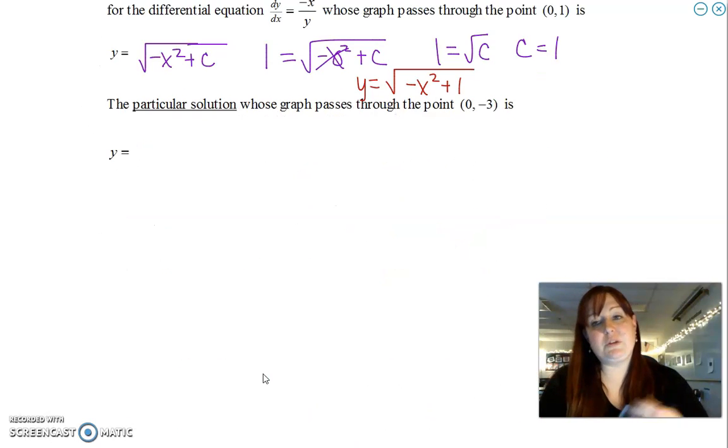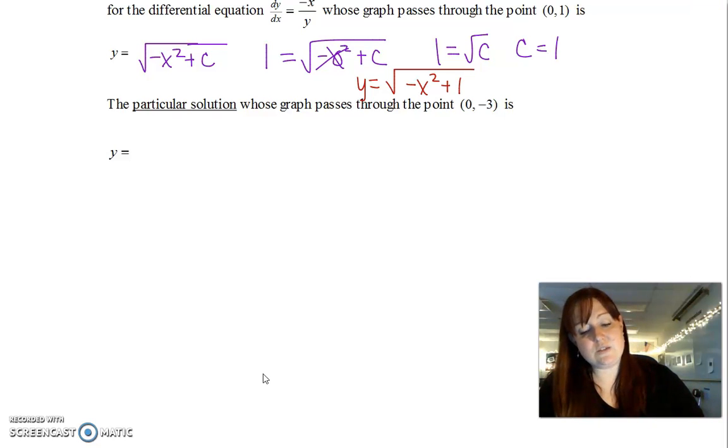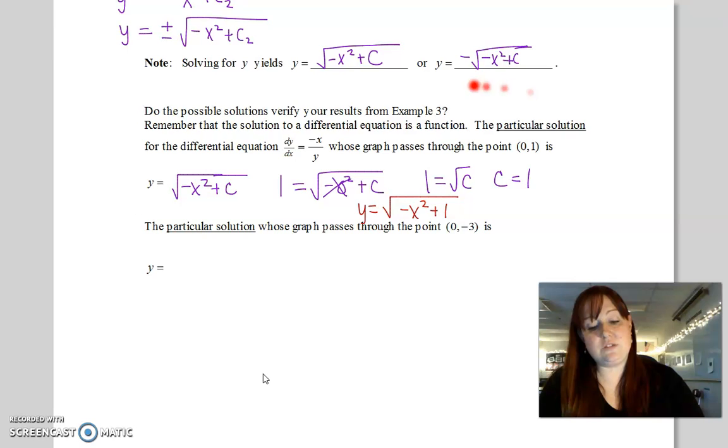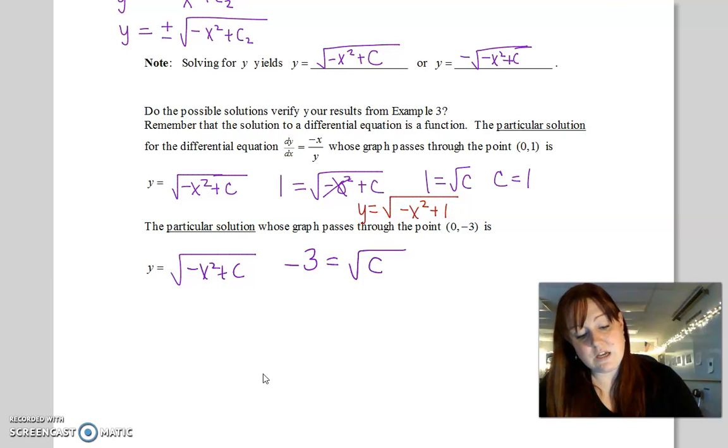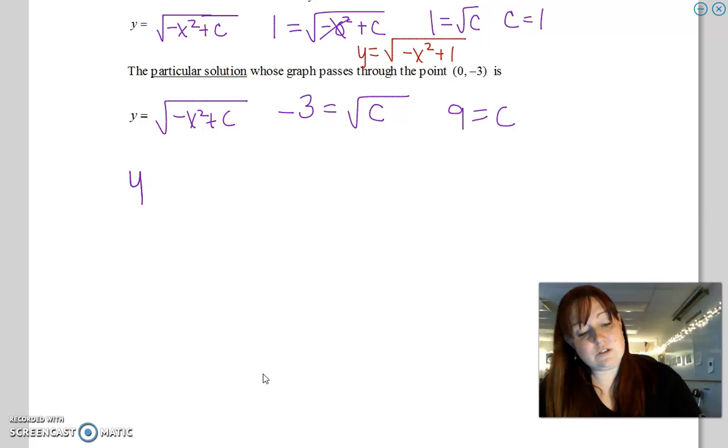Okay, so let's look for the particular solution for this one. Now, this has a y value that's negative, which means we're going to use this function instead. So, y equals the negative square root of negative x squared plus c. And then we just plug in our y and x values. So we have negative 3 equals the square root of 0 plus c, which is just c. So we square both sides, we get 9 equals c. So c equals 9 in this case. So our particular solution is y equals, just kidding, I used the negative one.